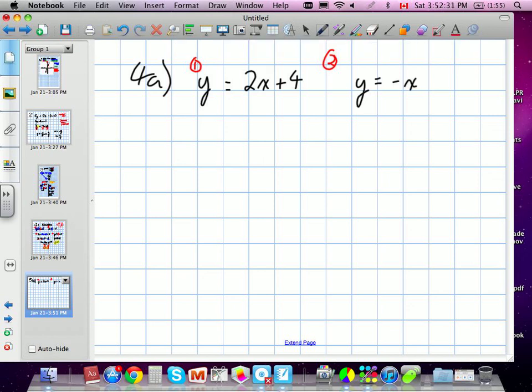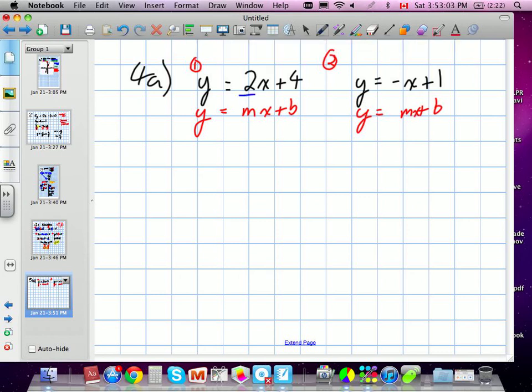Luckily for us, they've already set both of these equal to y, so that took away a lot of work. You might run into a question, like the last one, where it's not set equal to y. So you'll have to set it equal to y before you can start graphing anything. I'm going to keep y equals mx plus b and rewrite it underneath both of them, just so it helps me stay organized. Don't forget x.